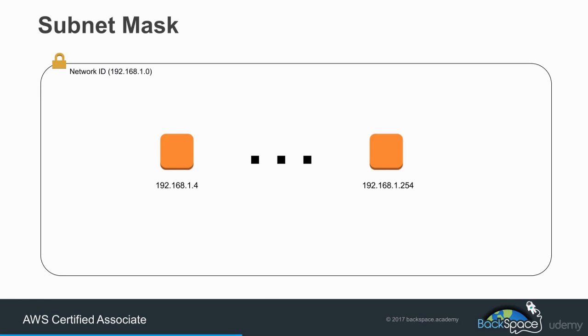Okay, so what does that look like? So we've got our network ID there, which is 192.168.1.0, and then we could have instances running from 192.168.1.4 up to 192.168.1.254. So that's what it would look like for that scenario.